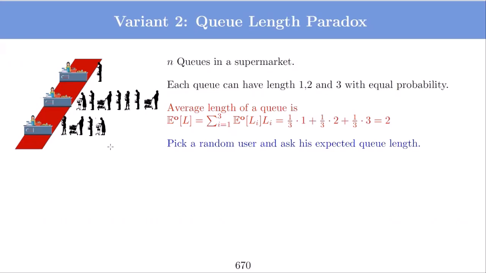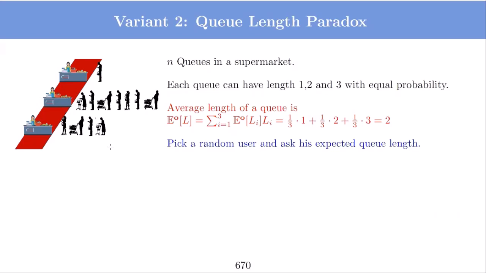Suppose there are n queues, right? And suppose the queues can be either 1, 2, or 3 in length, with equal probability. Then if I want to calculate the average length of a queue, you would see that 1/3 of the queues on average have length 1, 1/3 of them have length 2, and 1/3 of them have length 3. So the average length of a queue, I go to each queue, suppose n queues, add their queue lengths and compute the average. I would see that the average length of a queue is 2, right? That is a very typical queue length.